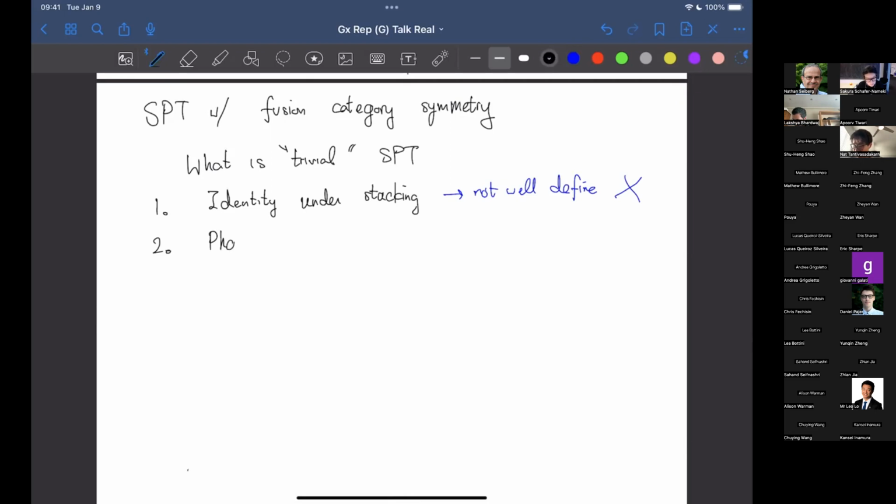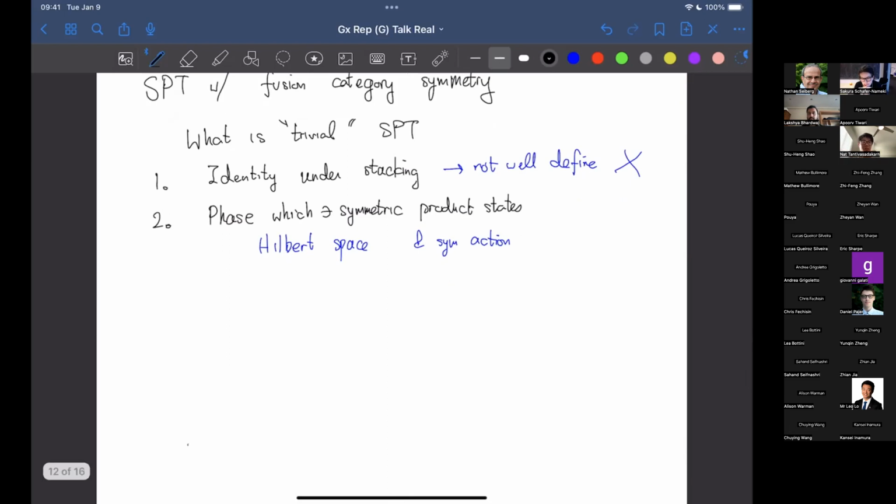The second one you might choose to define is the phase which contains the symmetric product state. Now, this definition is also subtle because you have to make a choice of first picking a Hilbert space and picking a symmetry action. So the SPTs really form a torsor, but if you've made this choice, then you can specify there is a phase in which the symmetric product state lives. And if you want, you could call that the trivial SPT. Just because this notion is ambiguous, let me call it the phase containing the symmetric product state rather than the trivial SPT. But if you want, you can think of it as trivial, but there are just some subtleties to keep in mind.